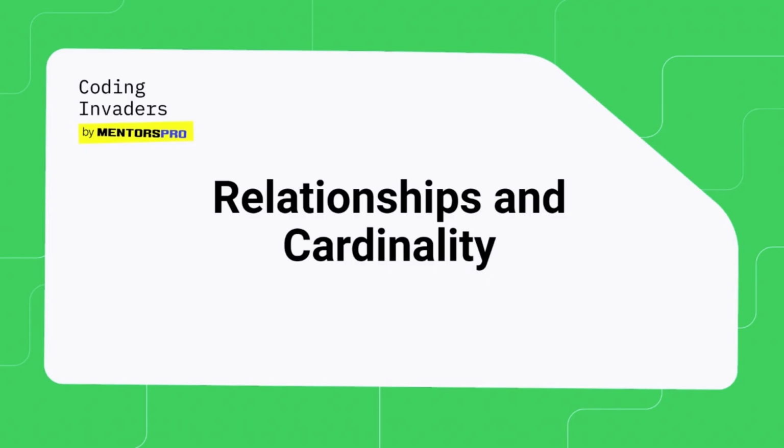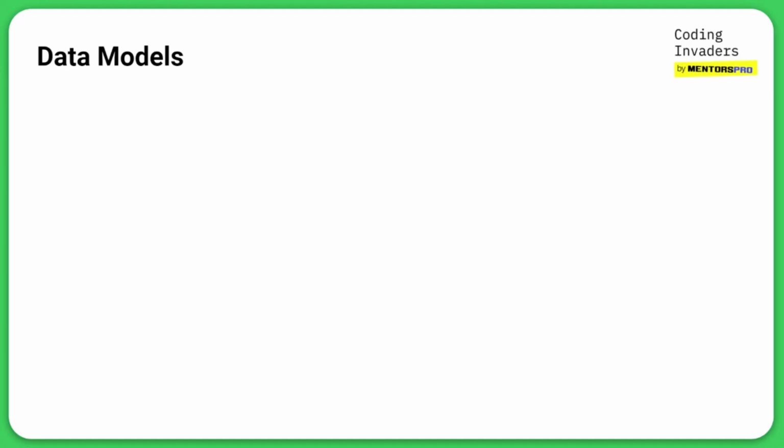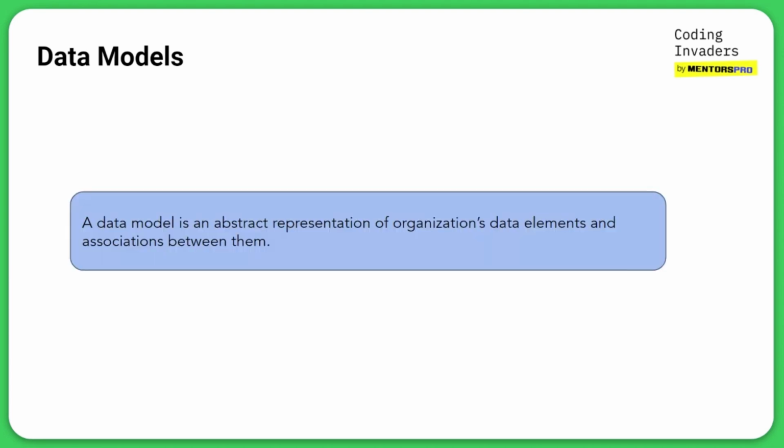Hello everyone. In this video, you are going to learn relationships and cardinality. Before diving into relationships, let us first see what data models are. A data model is an abstract representation of organizations' data elements and associations between them.